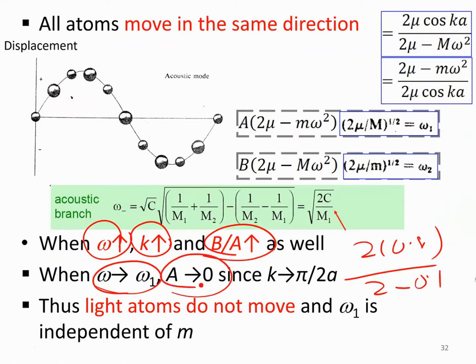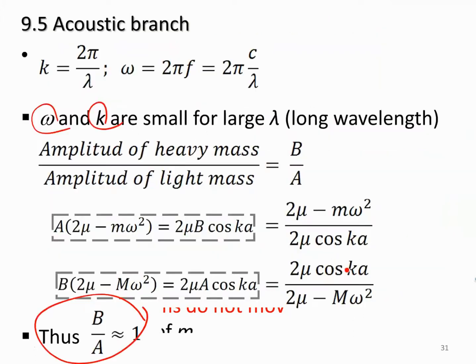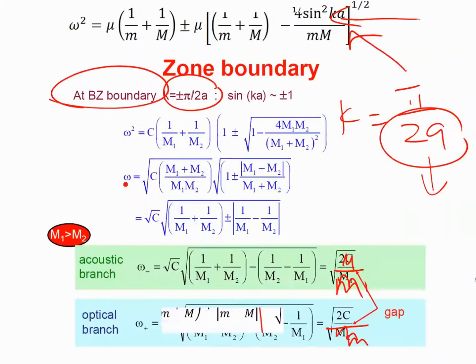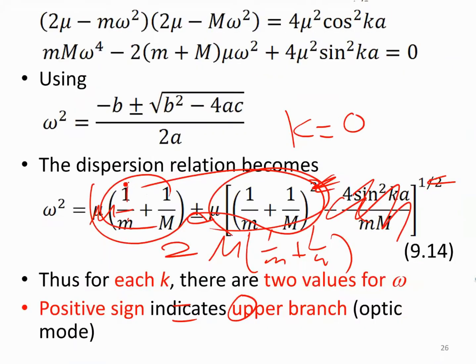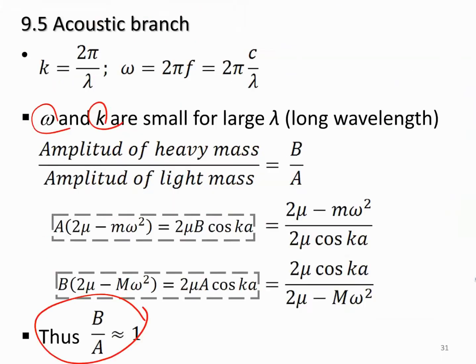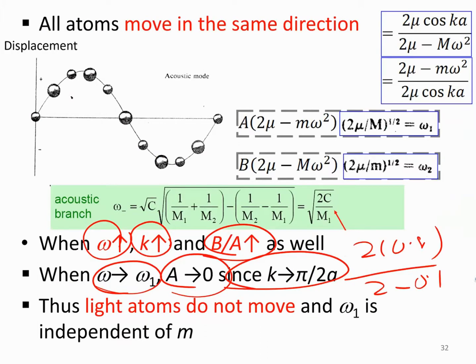Then A will approach 0 since k is approaching pi over 2a, right? K is approaching pi over 2a or negative pi over 2a, these 2 points. Same. Then we get A equal to 0, then it's static. Okay, if you don't believe, just substitute in the previous equation.